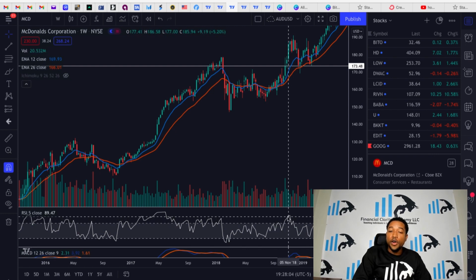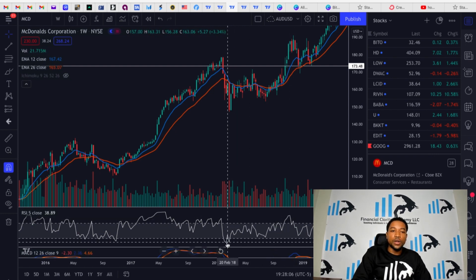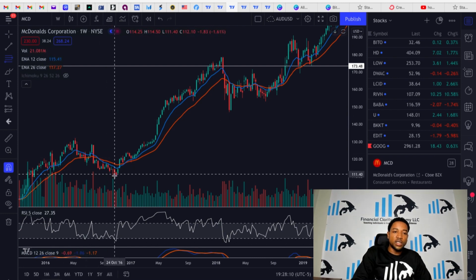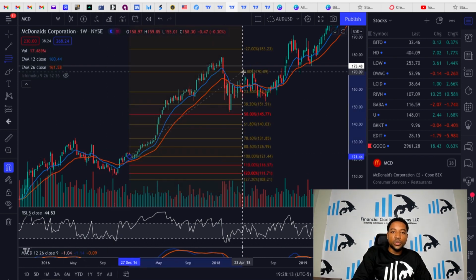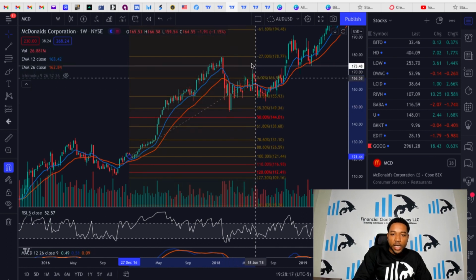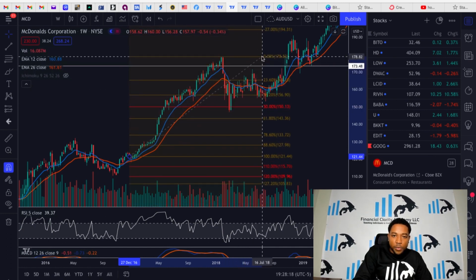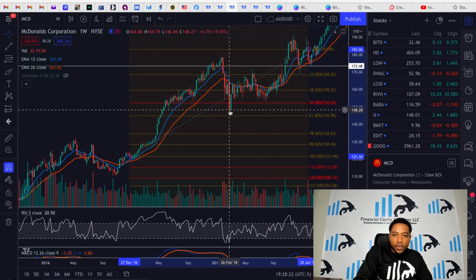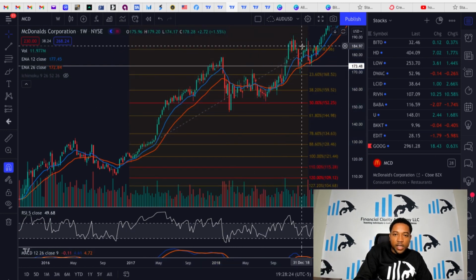So this is an overbought reading. This is an oversold reading. Okay. So if McDonald's made a move on the weekly time frame, draw from this swing low to this swing high. Boom. We pulled it to the exact top. We came right back to the 50. We held at the 50.